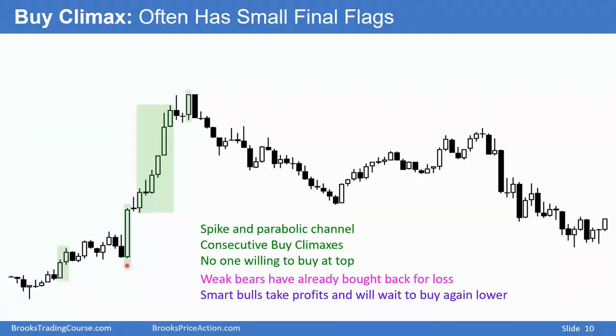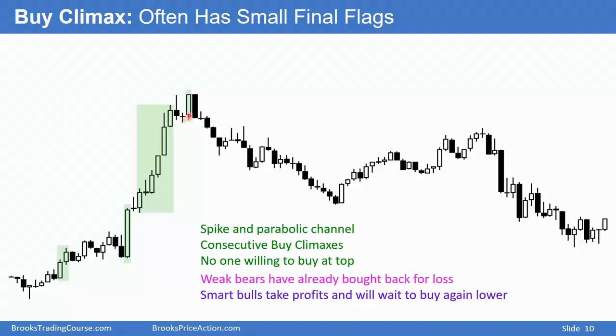When you have a series of consecutive biclimaxes like this, you have weak bears selling all the way up. And at some point, they stop selling because they keep buying back for a loss. And here, the weak bears are covering probably for the final time. And the bulls are using the series of biclimaxes, especially after this pause, to take profits. Their stop is far away. They want to reduce the position size. They know this is potentially a final bull flag that could lead to a reversal.